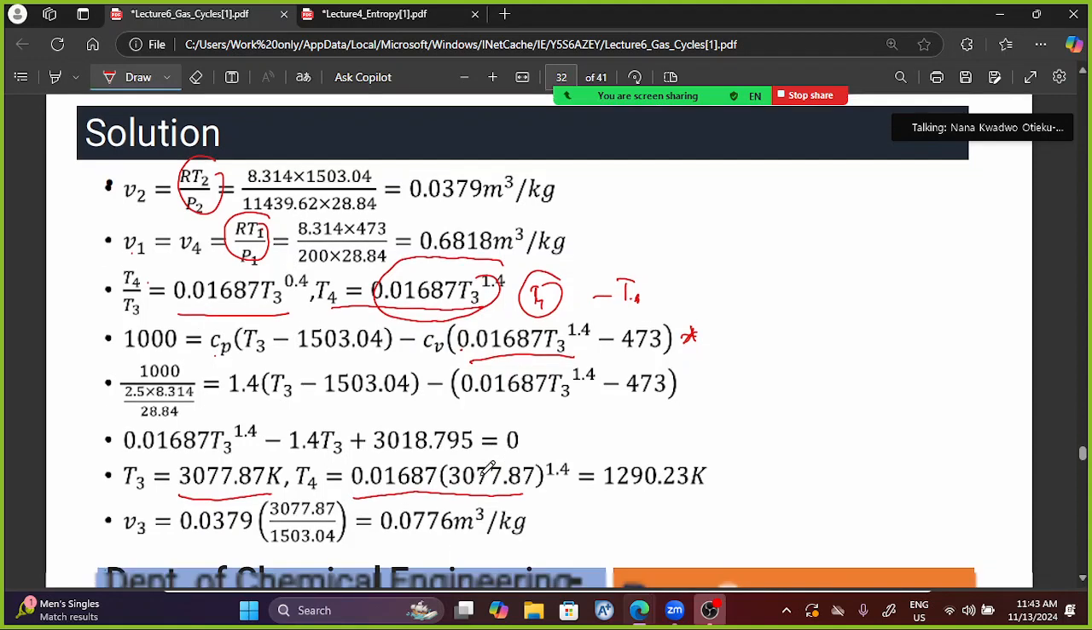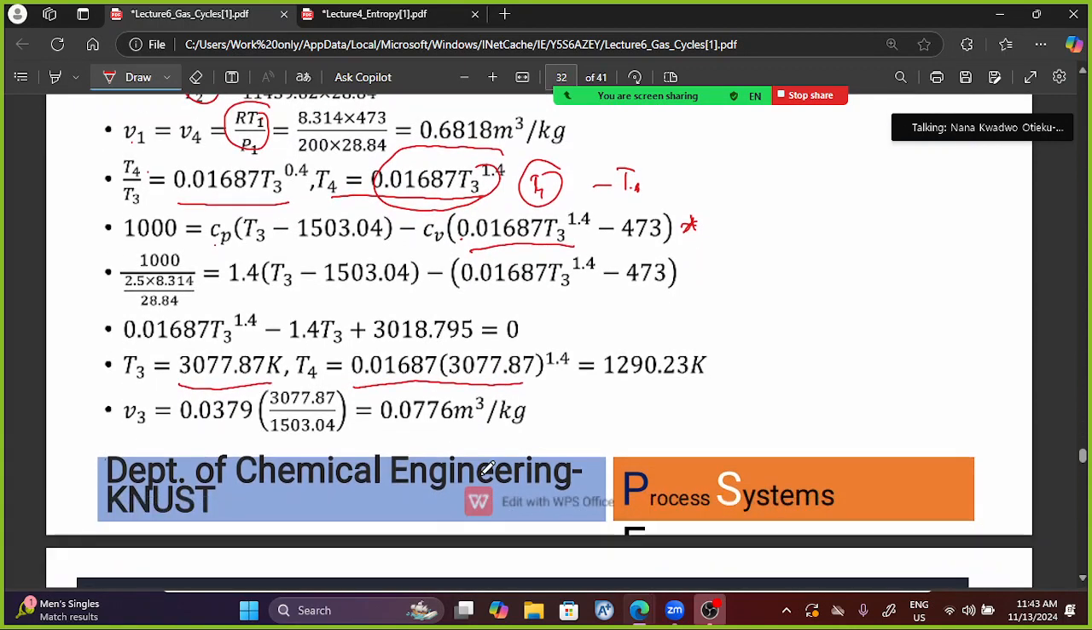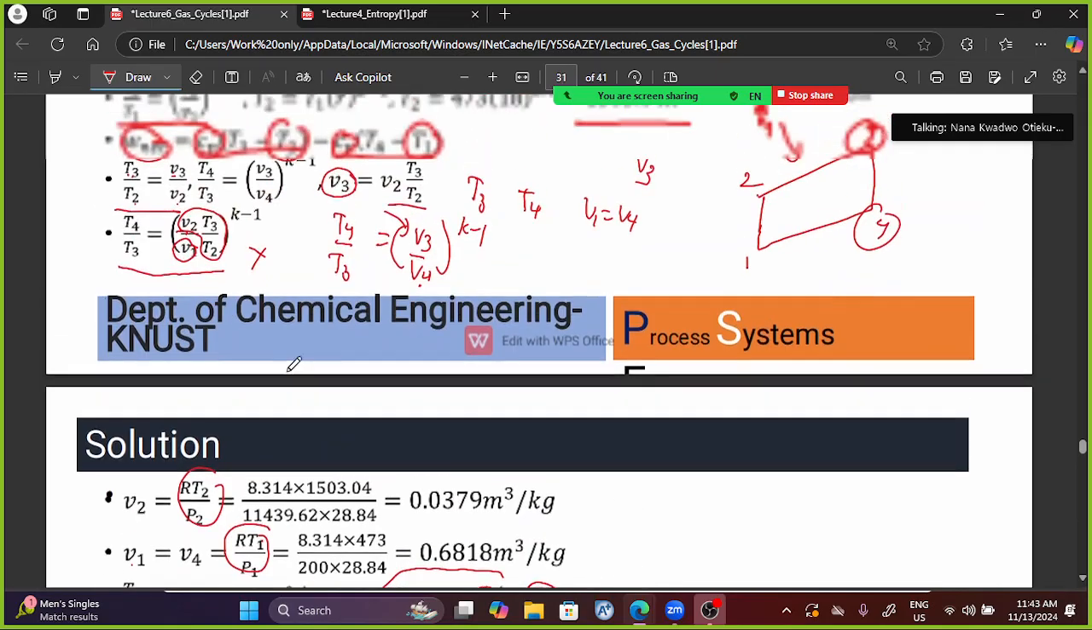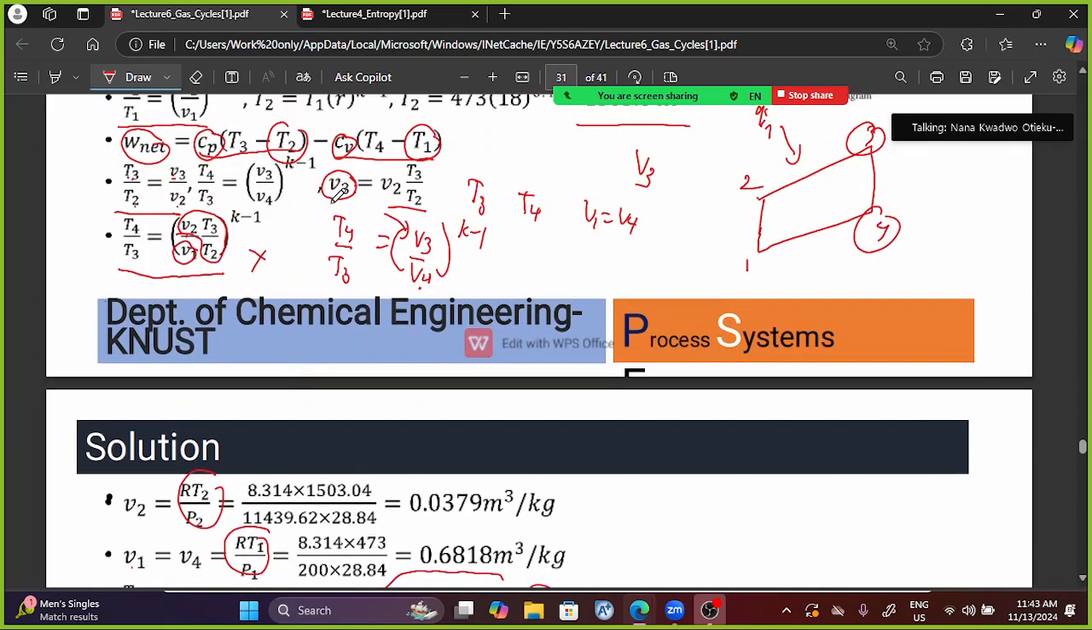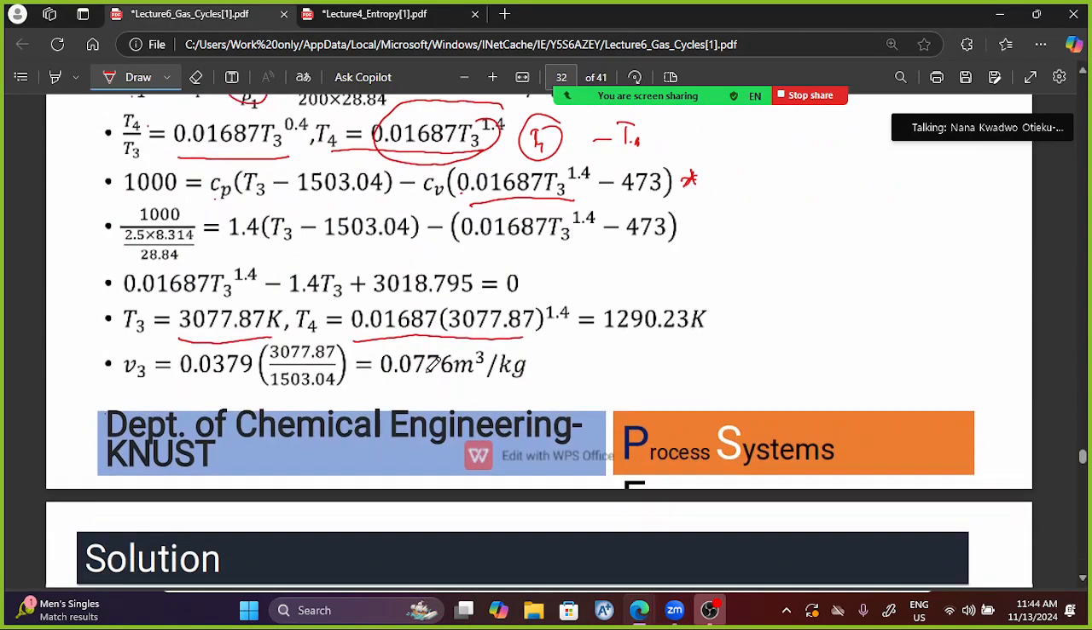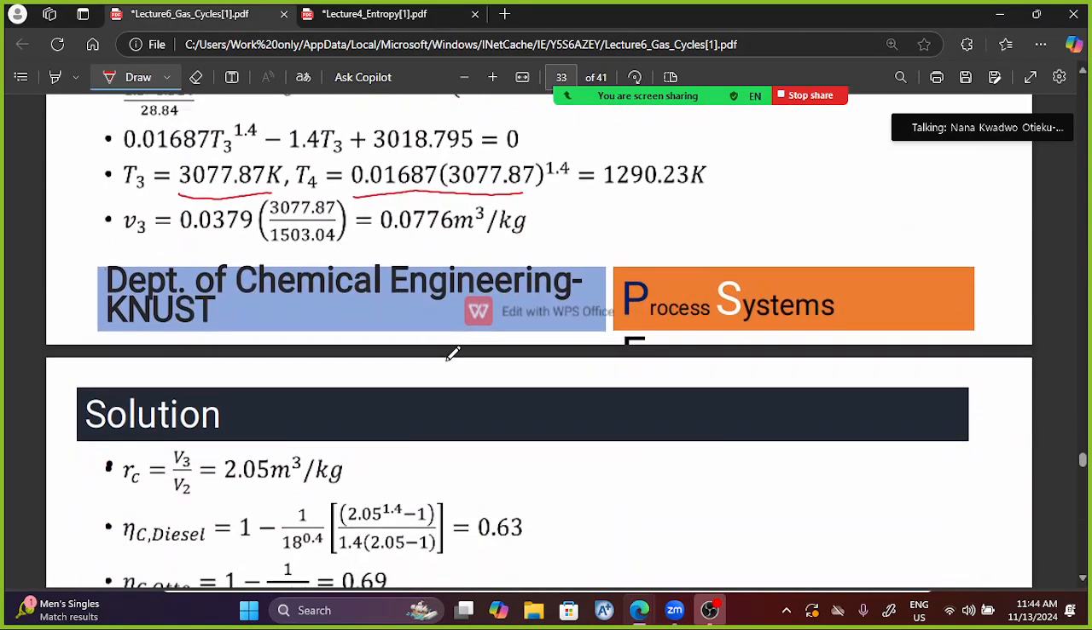Now that we know T3 and we know T4, we can also find V3, because we said earlier that V3 was equal to V2 times T3 over T2. Now that we know T3, we can find V3. And if we know V3, we can find our compression ratio. That's V3 over V2. Okay, I think my time is almost up.